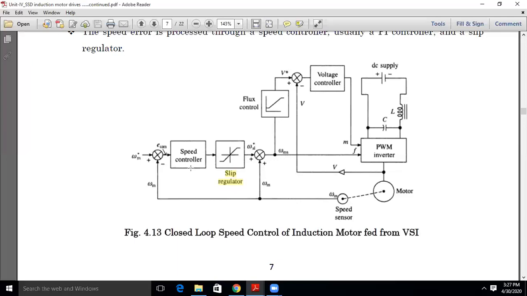So the slip is produced at the output. I am setting the function of the PI controller so that the speed error has a proportional slip value. Whatever the speed error is, it has a proportional slip value. And from this PI controller, it is now passed to the slip regulator.